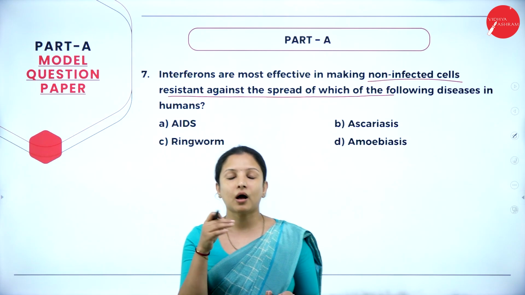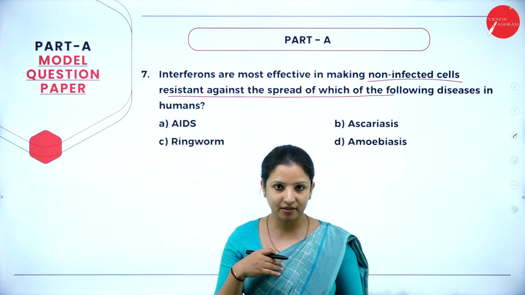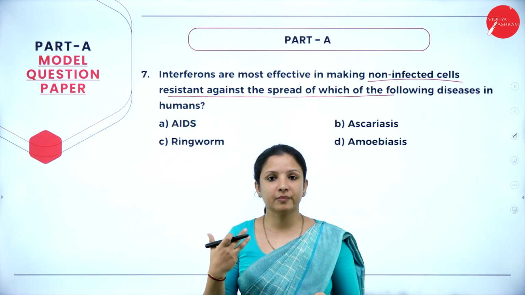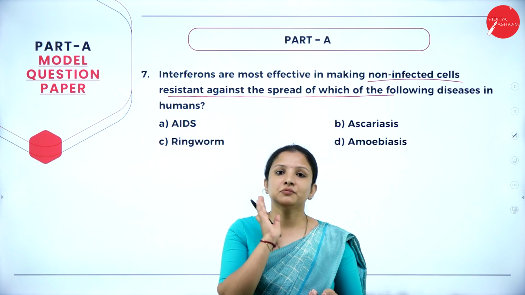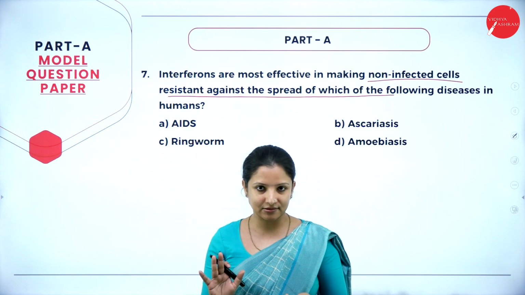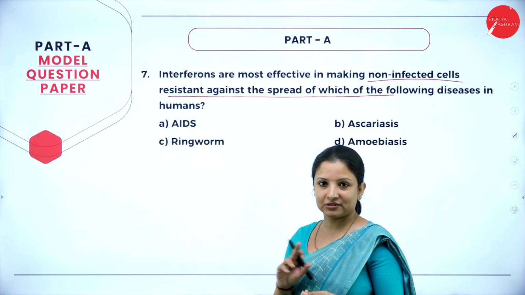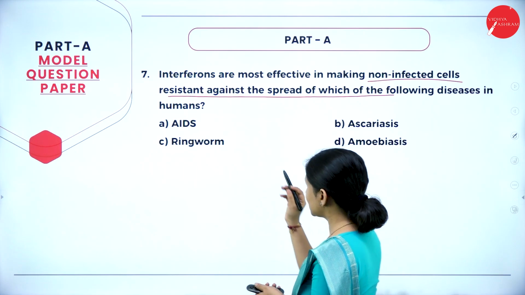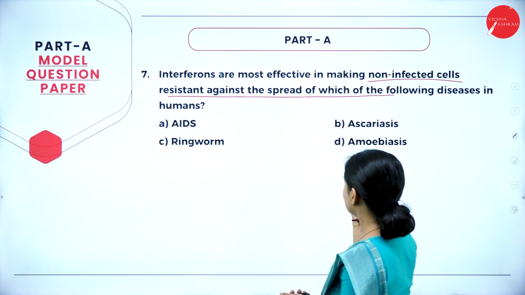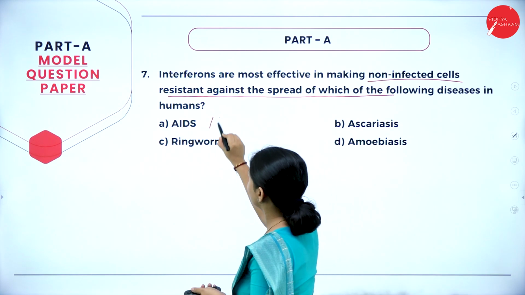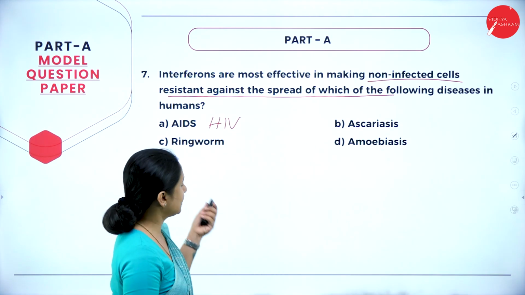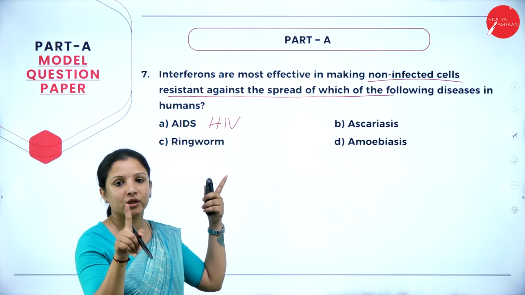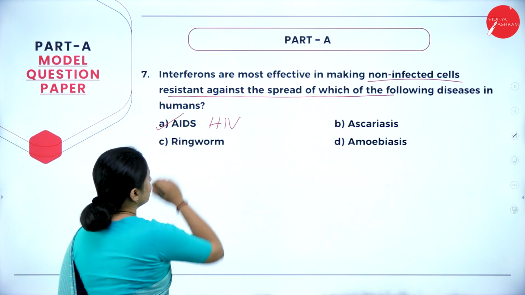Whenever the body gets infected by a virus, that is when interferons will be activated or produced, so that the viruses will not spread to the neighboring healthy cells. So what did we get to know from this sentence? It is a viral disease. Which one is a viral disease? Is it AIDS, ringworm, ascariasis, amoebiasis? It is AIDS because AIDS is caused by the human immunodeficiency virus, that is HIV. So always remember, interferons are produced only during a viral infection. Therefore, option A is the correct answer here.